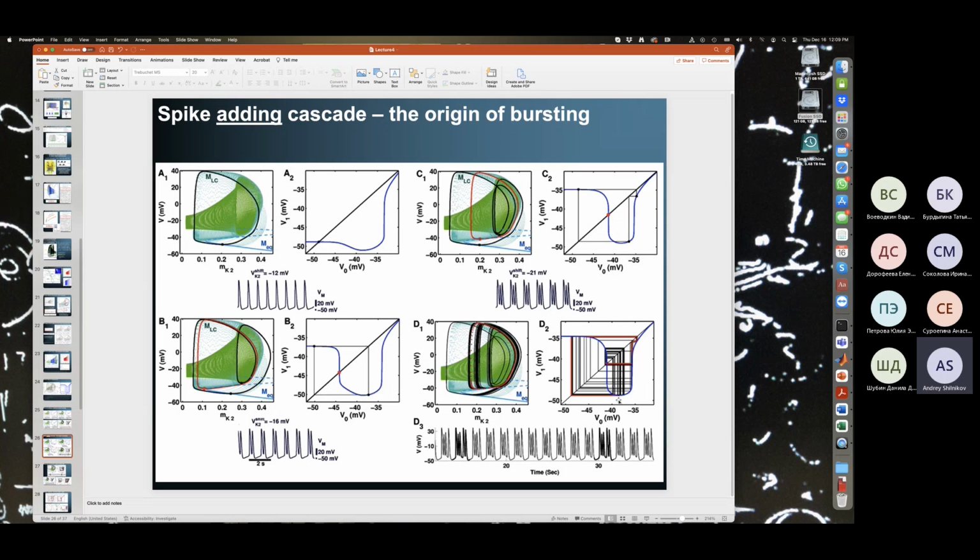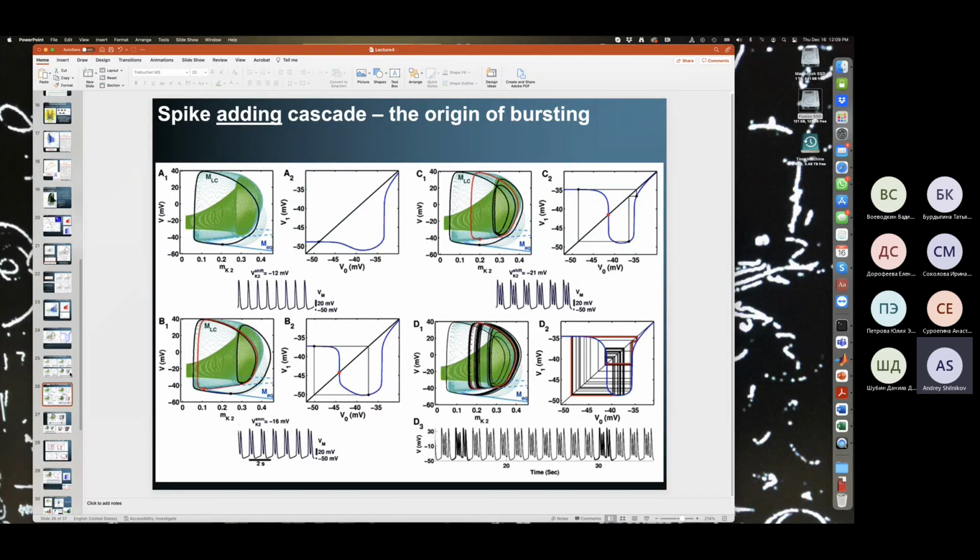So as you can see, I mean, we don't show many iterates, but just a few to demonstrate that it's chaotic. And these are the flow, these are the solutions of the neural model, and they generate 3 spikes, 2, 4, and so forth and so on.